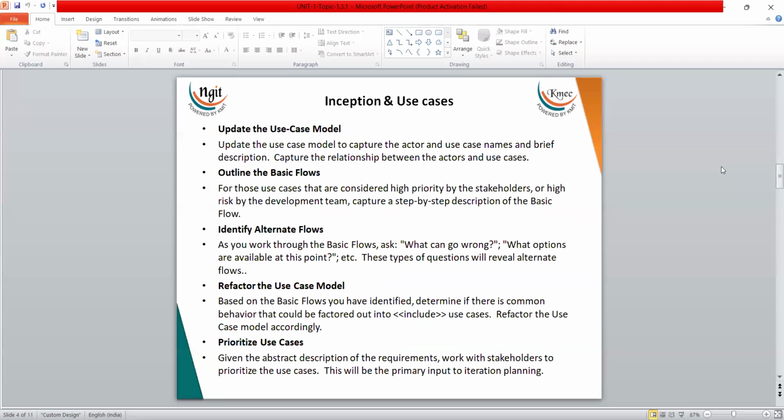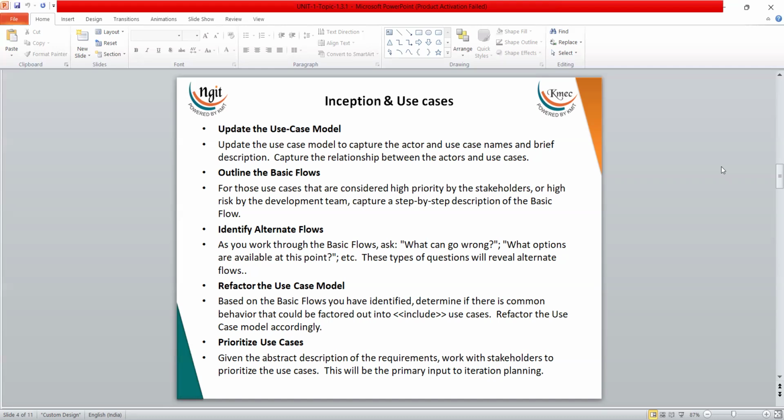Updating the use case model means capturing the actor and use case names and brief descriptions, capturing the relationship between the actors and use cases, and outlining the basic flows. This is used for those use cases that are considered high priority by the stakeholders or high risk by the development team: capture the step-by-step description of the basic flow. Then identify the alternate flows, which are outside the basic flow.